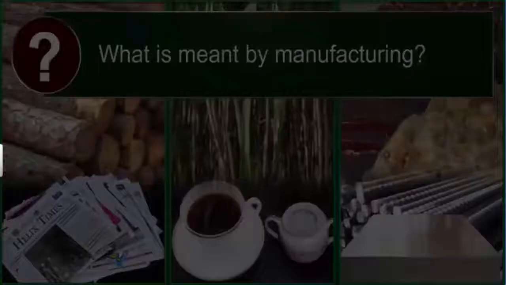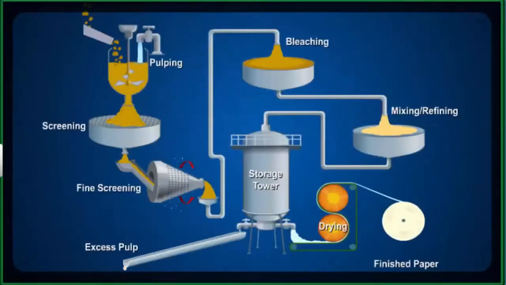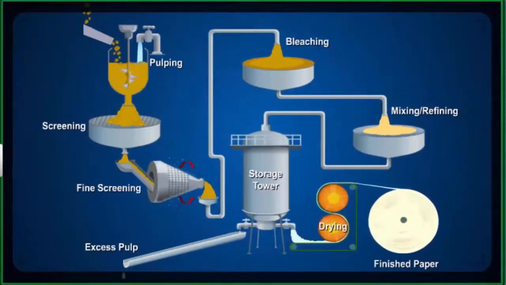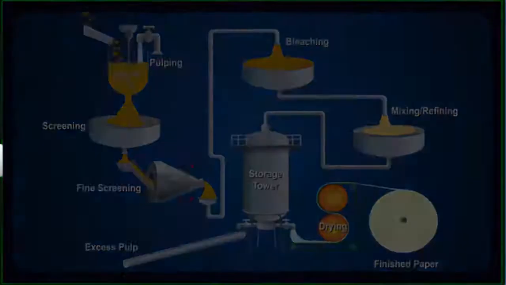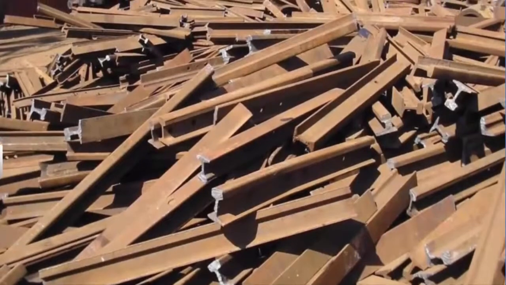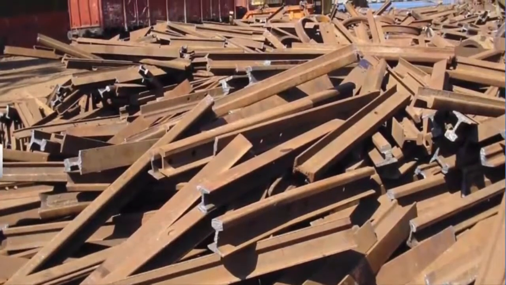The process of using raw material to produce more valuable goods in large quantities is called manufacturing. The diagram here shows how wood is used as raw material to manufacture more valuable paper in large quantities. At times, manufactured goods also act as raw material for another industry.